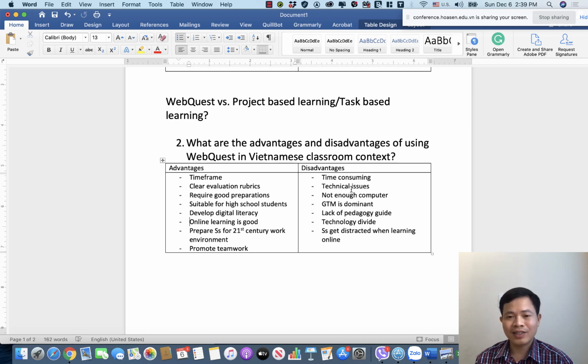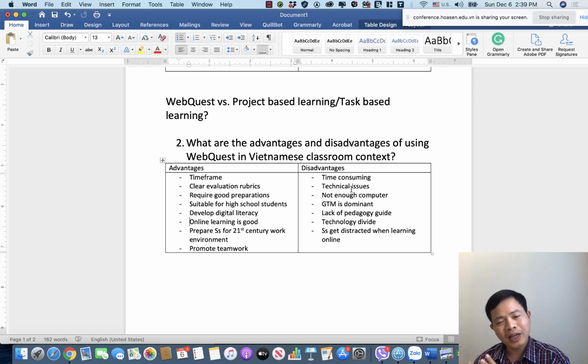And WebQuest is something new, I guess, to many of you here. Actually, the idea of WebQuest was mentioned not very long after the introduction of the internet. So we have learned that the internet began in the 1990s, but it didn't pick up until around the end of the 1990s, when it became more popular, right?